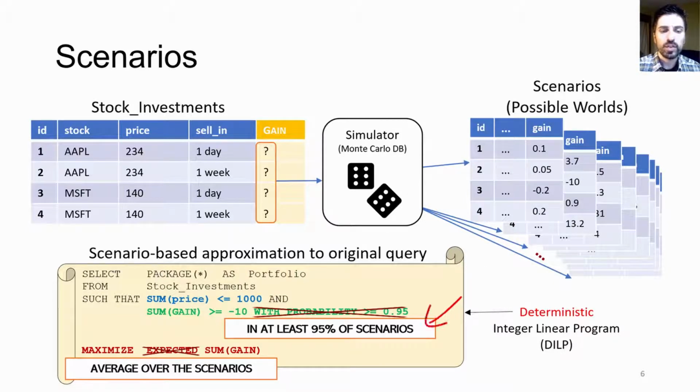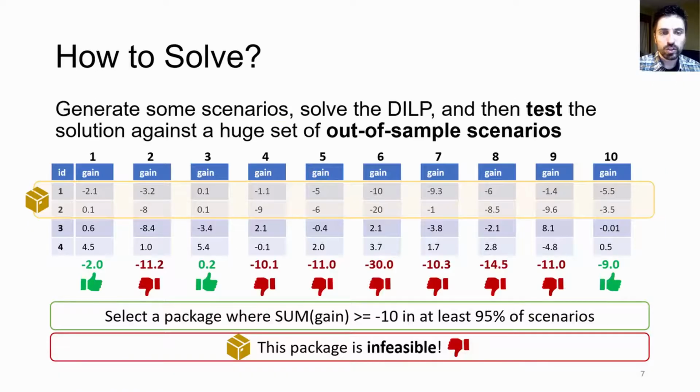The probabilistic constraint ensures that a portfolio makes more than negative $10 in at least 95% of the scenarios, and the objective is to pick the solution with the highest average gain over the scenarios. This problem is a deterministic integer linear program, or DILP for short. To solve such a query, we first generate some scenarios, solve the DILP, and then test the solution against a huge set of out-of-sample scenarios to check if it's actually feasible. Such checking is relatively fast, which is why the set can be huge.